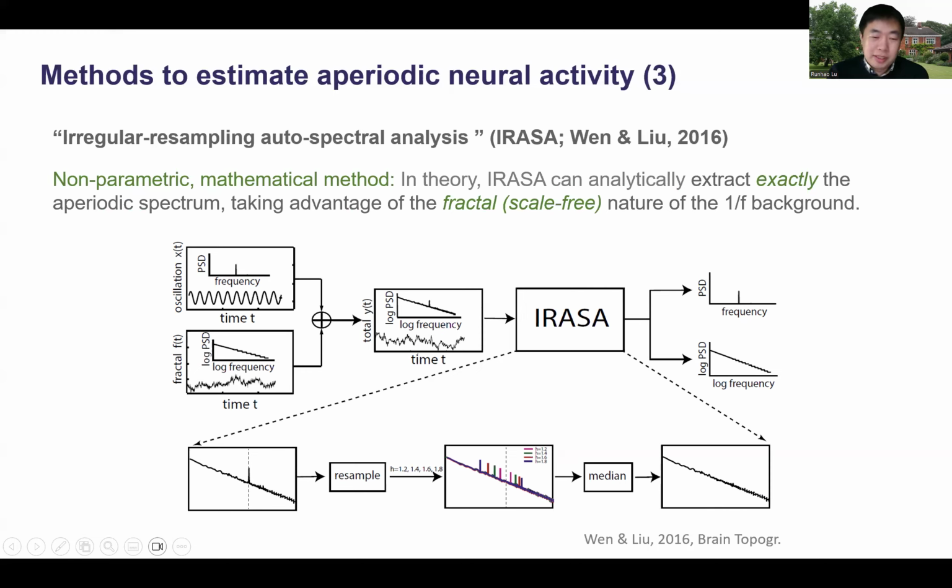If you keep upsampling and downsampling the data, the oscillatory peak will move around, but the 1/f curve will stay the same, still a straight line. So if you strategically take some resampling factors, and then take a geometric average, and then take a median, you can exactly get the perfect 1/f aperiodic activity. Although in practice you may not get a perfect 1/f because of the existence of noise, ERASA is still very good to use because you don't need to define any thresholds or parameters.